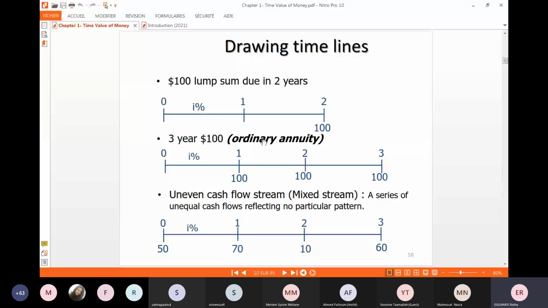We have also an annuity due. We will see the difference between the two later. Or we can have an uneven cash flow stream, a mixed stream if you want, a series of unequal cash flows reflecting no particular pattern. For example, we decide to invest, deposit $50 or $50,000 today, 70 1 year from now, 10 2 years from now, 60 3 years from now. This is an uneven cash flow.